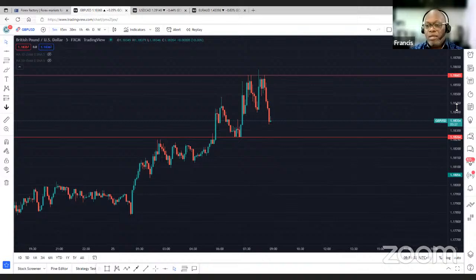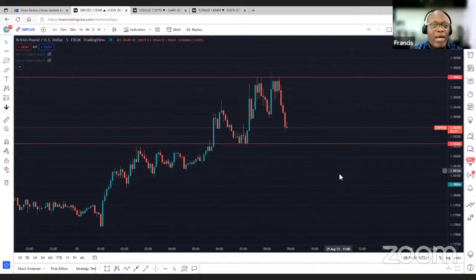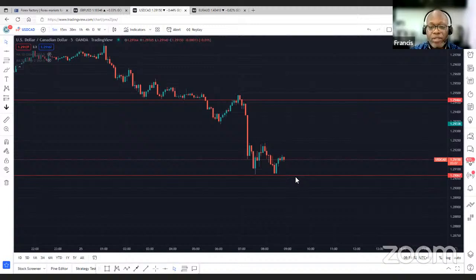Perhaps another signal. Like I say, on the pound USD, I'll be waiting. For me, it's pretty much a range here. I want the price to break below here for a sell or above there for a buy. That's pound USD. For USD CAD, it has to break below here for a sell or above there for a buy. But we are on this one already.